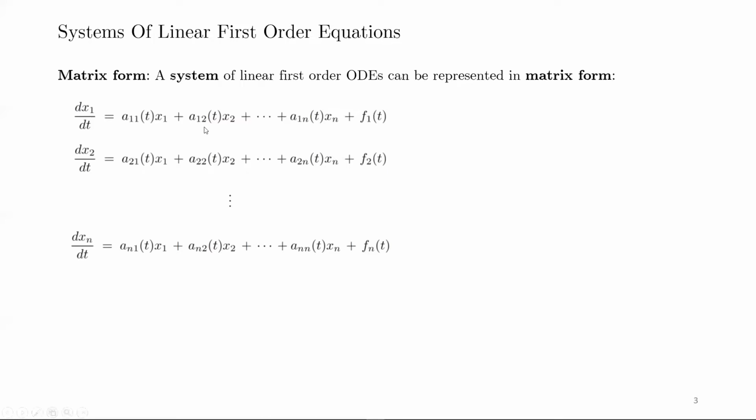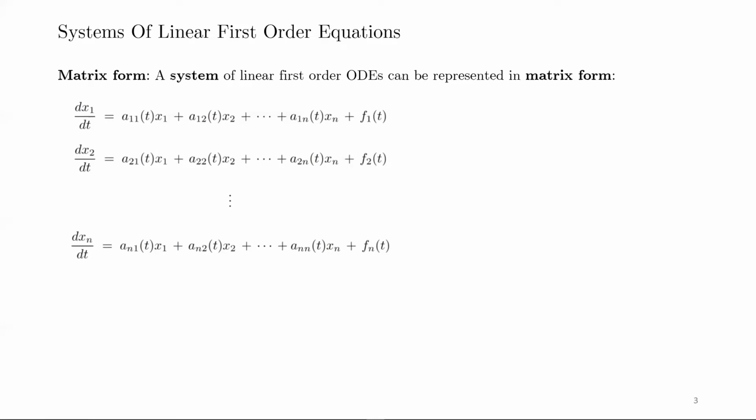Multiplying each of the dependent variables is some coefficient. So we have a11(t) here, a12(t) here, and so on. Again, those coefficients have to depend only on the independent variable t. They could be constants, of course, but they must not depend on the dependent variables. Otherwise, we will not have a linear system. And then finally, we can have some non-homogeneous terms, represented by f1, f2 through to fn, which may occur in some systems.